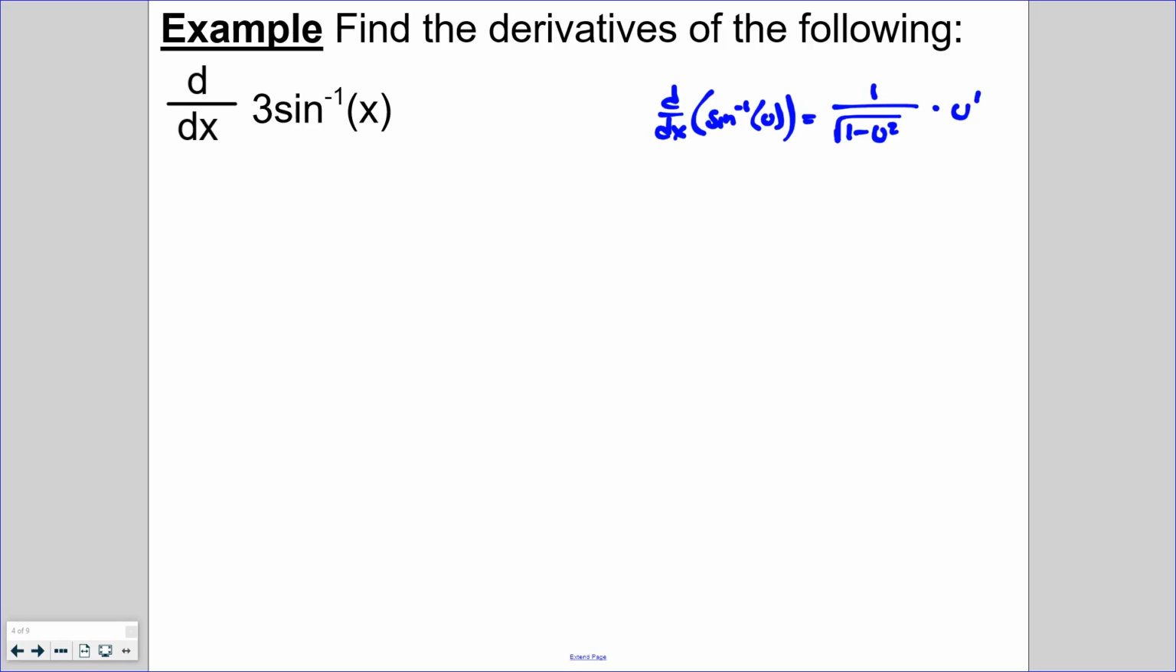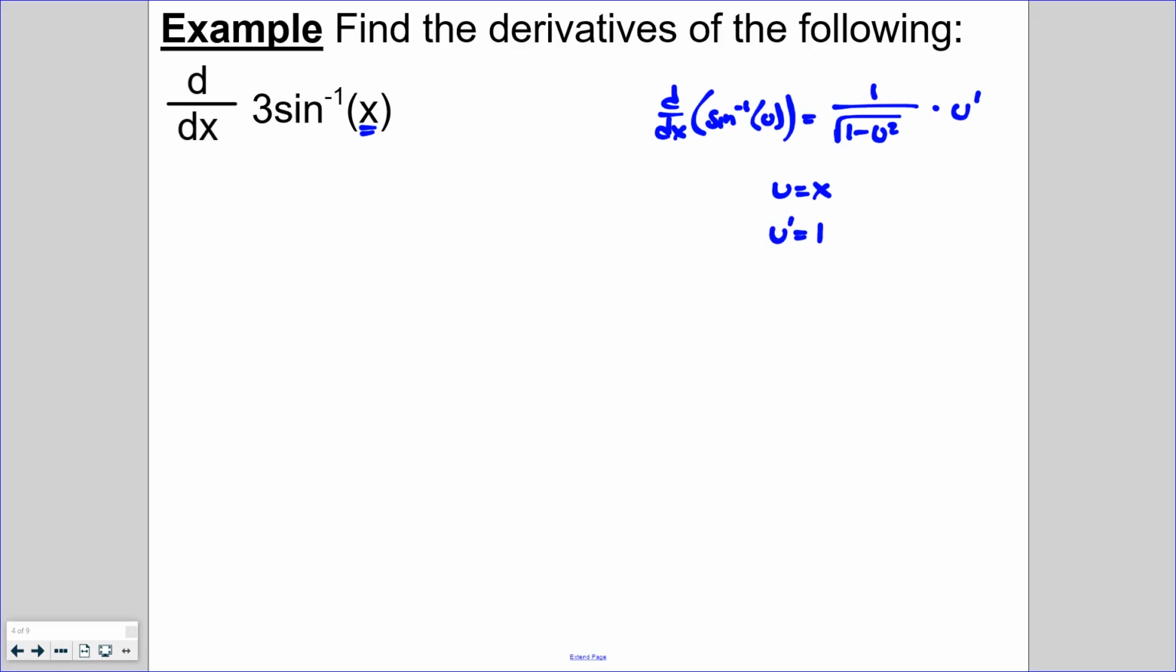So the first thing we should be thinking about is what does our u represent in this function, or what is the function inside of sine? And as we can see, the function inside of inverse sine is going to be x. So we can then say that u will be x, and then u prime is just going to be 1, because the derivative of x is 1.